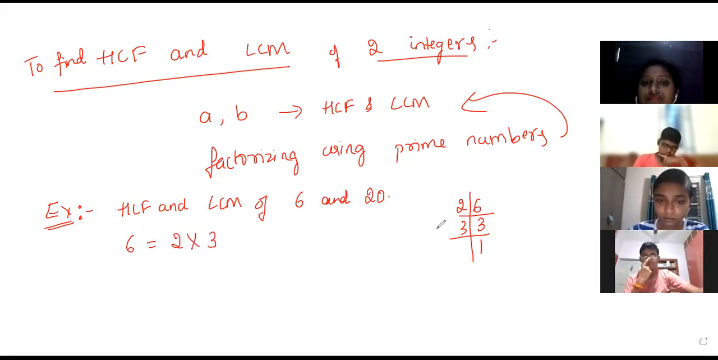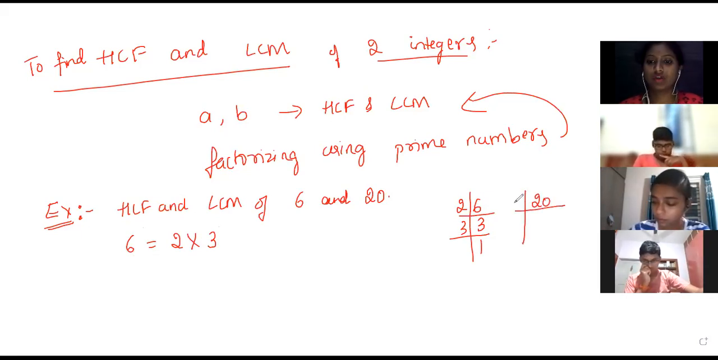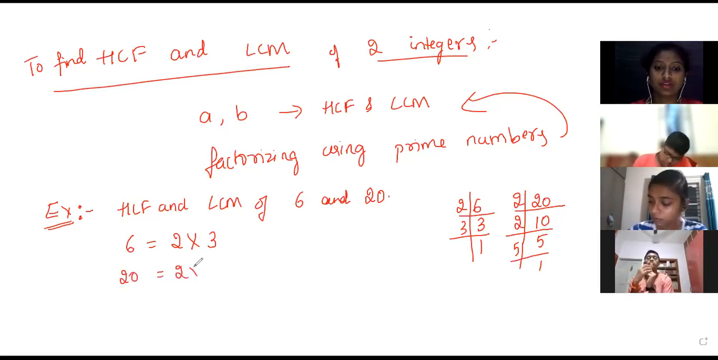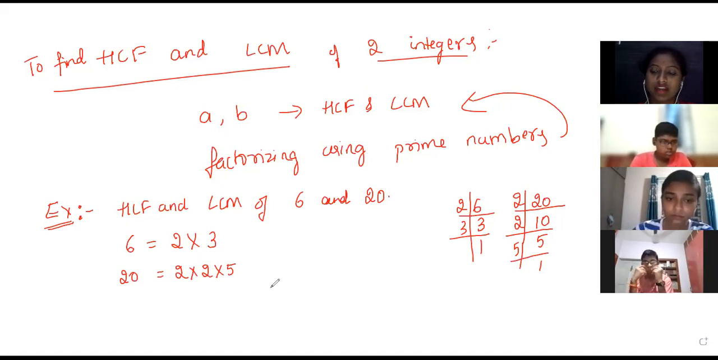Next, 20. 2 tens are 20. Then 2 fives are 10, 5 ones are 5. So the factors for 20 are 2 into 2 into 5. Can you see the factors here, guys? All the factors are only prime numbers. Correct? Understanding?